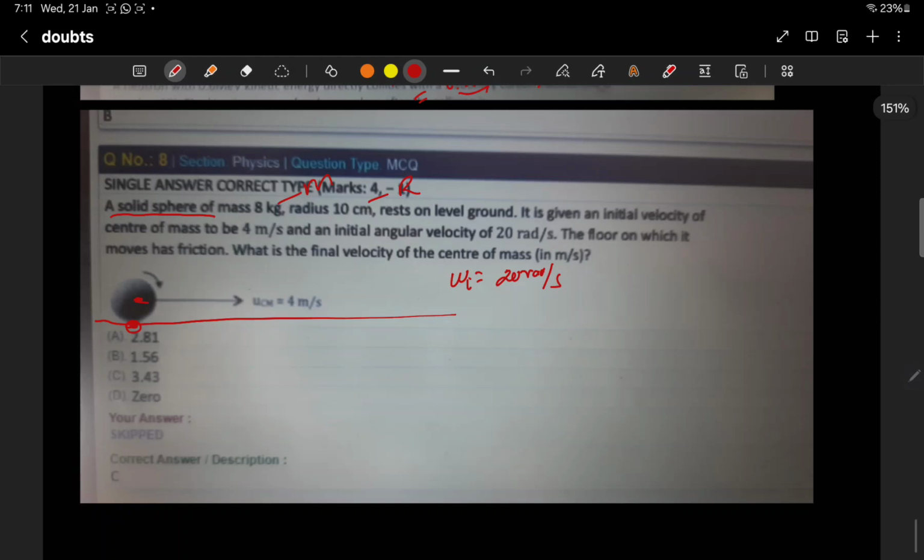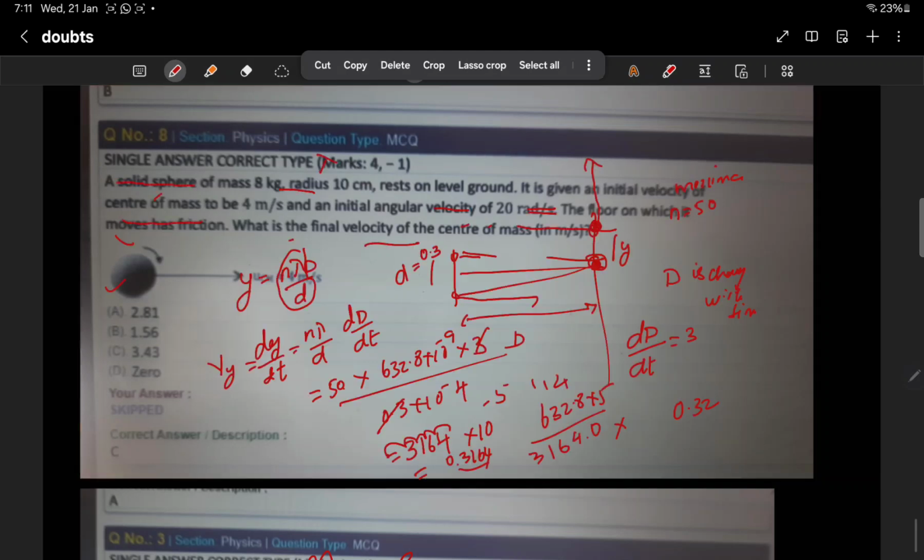So since friction is there, it will roll. Okay, so rolling motion will happen. So rolling motion is nothing but translational plus rotational motion. Only when you combine both is it rolling. So friction has been given for the sake of rolling. Okay.